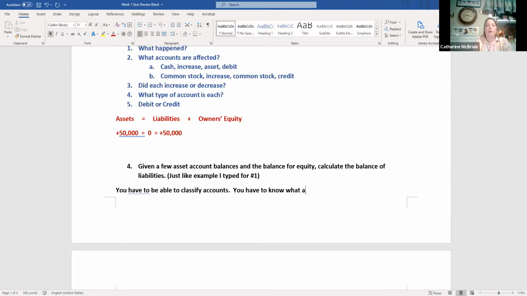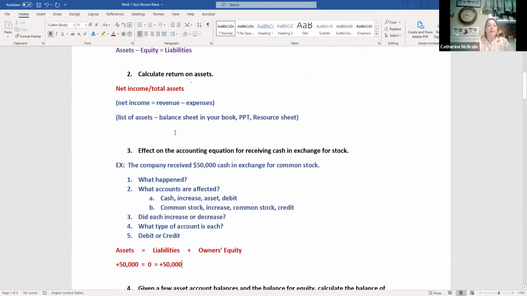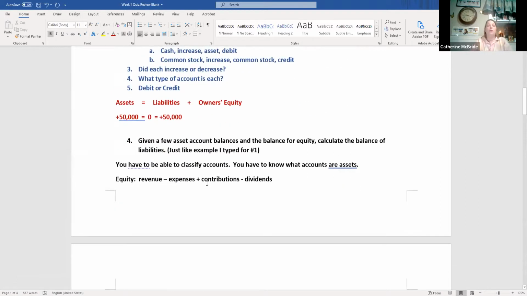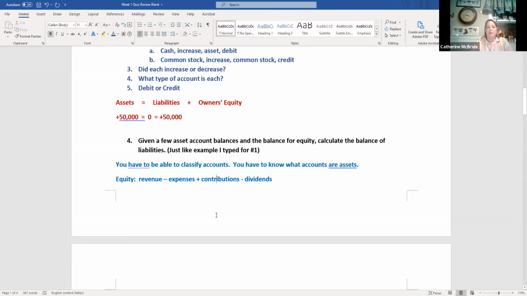You have to know what accounts are assets. You might also have to know that, but I don't think so, that equity is revenue minus expenses plus contributions minus dividends or stock and dividends. So other than that, it's exactly the same. You just have to first make sure that you know what has to do with assets. You have to be able to identify asset accounts. Everything else is just the same, except when you do it, you're going to have 2 or 3 numbers under assets. Does that make sense?